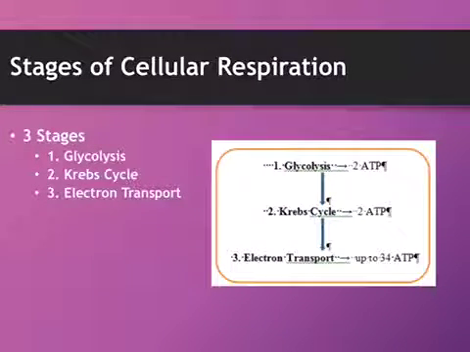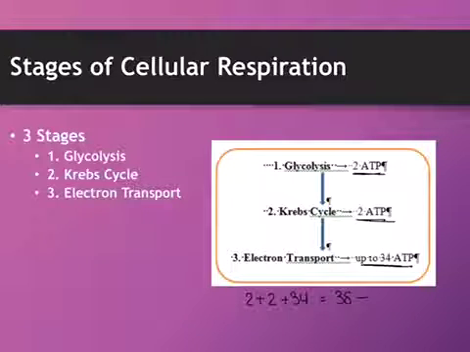There are 3 stages of cellular respiration. The first stage is glycolysis, the second stage is the Krebs cycle, and lastly we have the electron transport. The diagram here tells you that after glycolysis, we end up with 2 ATP. After the Krebs cycle, we have another 2 ATP. And then at the end of the electron transport chain, it makes 34 ATP. So when we add them all together, 2 from glycolysis, plus 2 from the Krebs cycle, plus 34 from the electron transport is up to 38 total ATP.